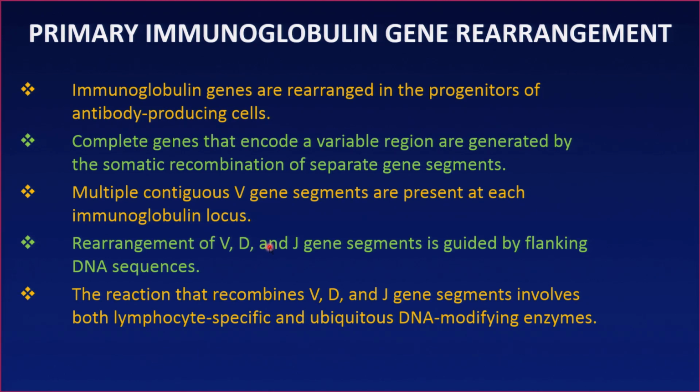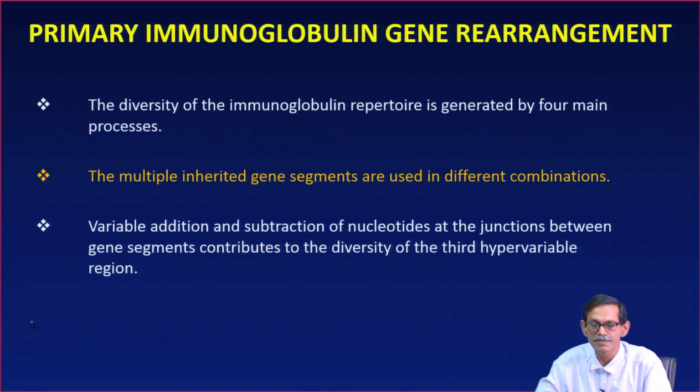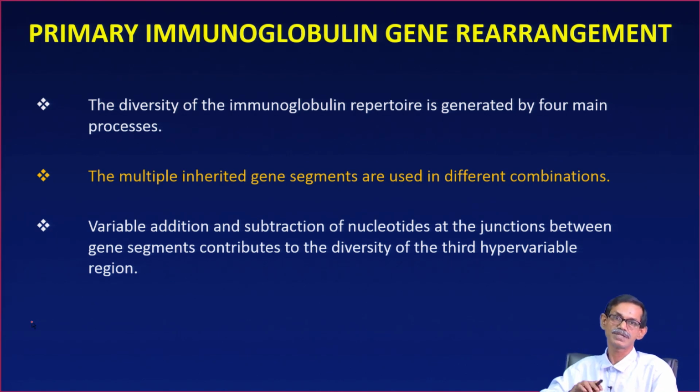Rearrangement of V, D and J segments is guided by the flanking DNA sequence, that is the heptamer and nonamer, that also you know. The reaction that recombines V, D and J segments involves both lymphocyte specific proteins, that means RAG1, RAG2, and ubiquitous DNA modifying enzymes like Ku protein, then ligase, then DNA repair polymerase, which will complete the sequence. Okay. Then the diversity of the immunoglobulin repertoire is generated by 4 main processes that we just have discussed, right.